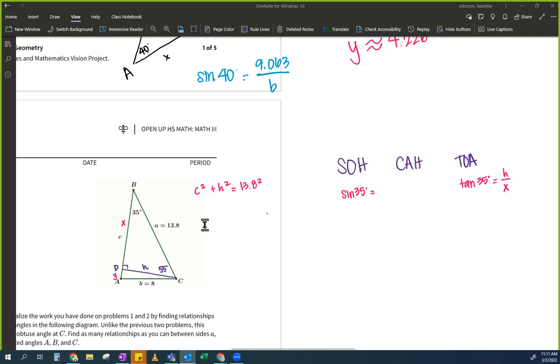Hey, Ms. Johnson, can you say that again? Why is your preference to use 35 and not 55? So who found 55? Did they give it to you or did we find it?